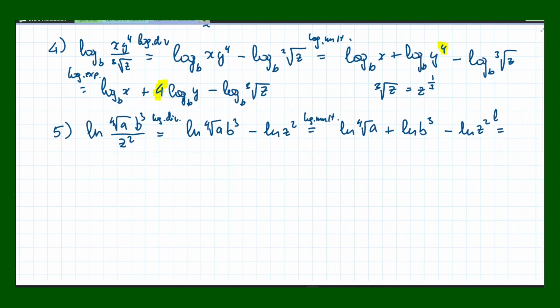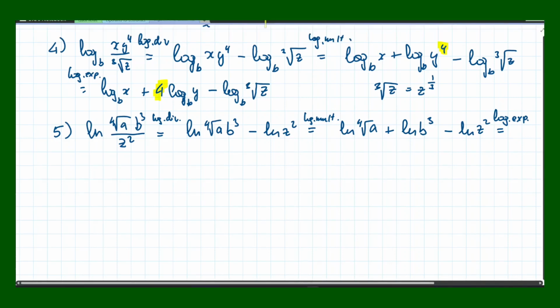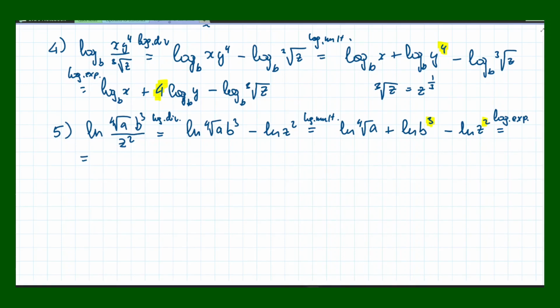And now we're going to apply the log exponent rule. Basically, what happens if we have got an exponent behind the log sign, because we have got two exponents behind our log sign. So again, the first term stays as it is, ln 4th root of a, because we still don't know what to do with the root behind the log sign. That's going to be the next video. But the 3 can be brought down in front of the log sign, so that's going to be 3 ln b. And the 2 can be brought down in front of the log sign, and that's going to give me 2 ln of z.